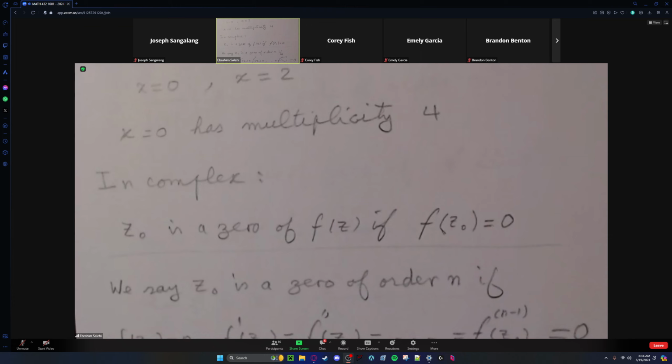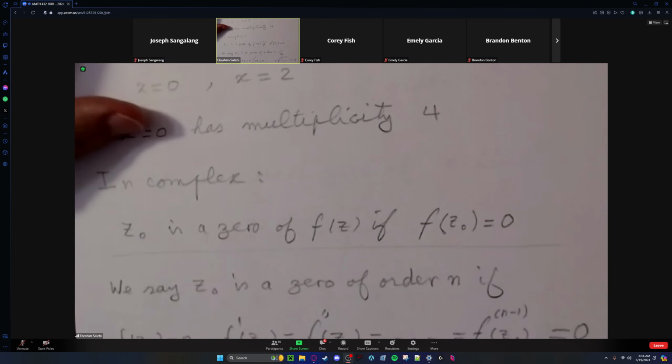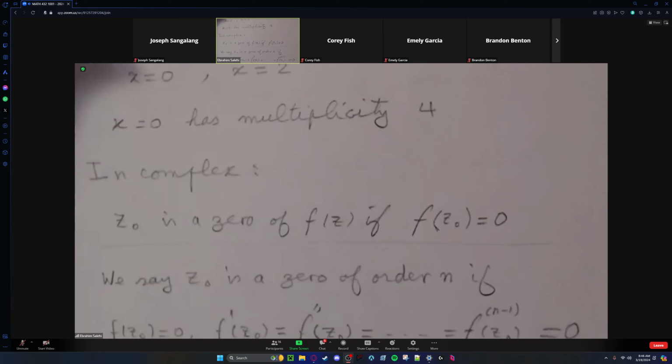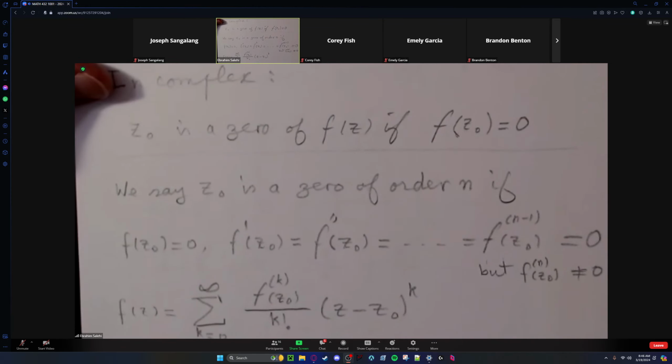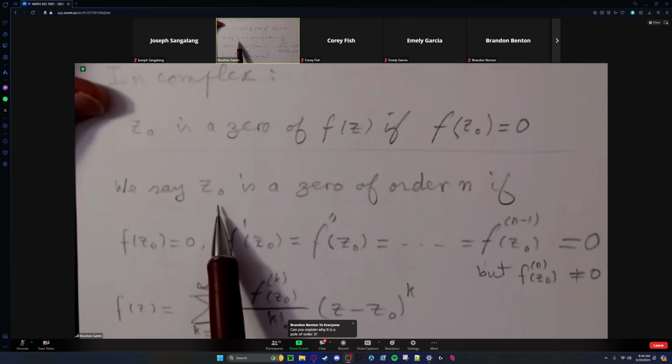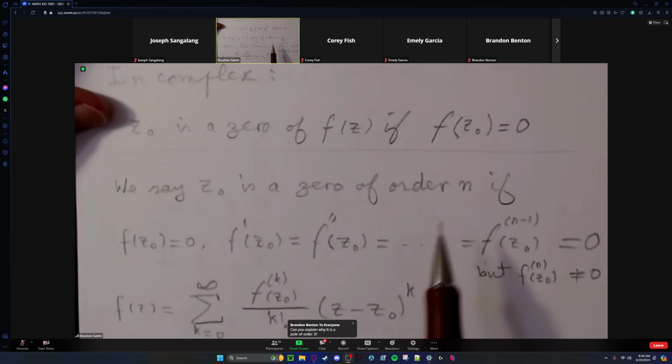Then I talked about the zeros of a function and the correlation between zeros and poles. First, of course, I introduced the definition of what we mean by a zero of order n.